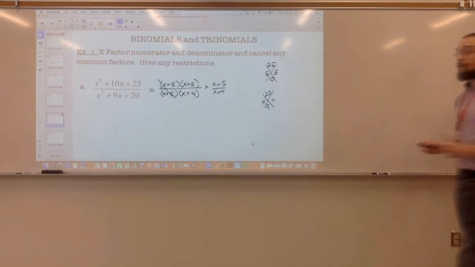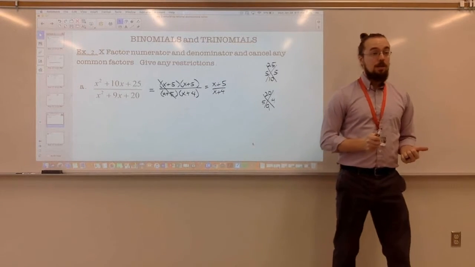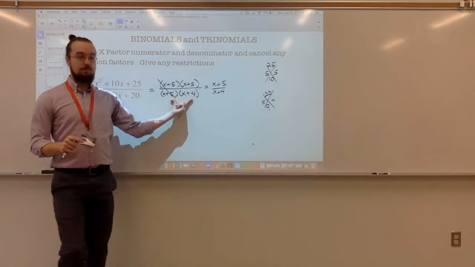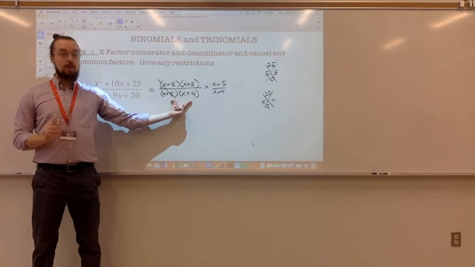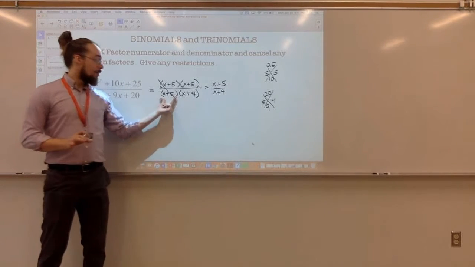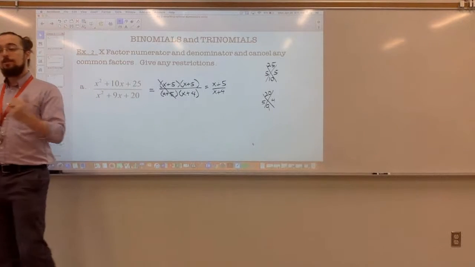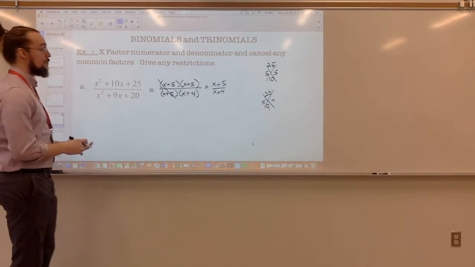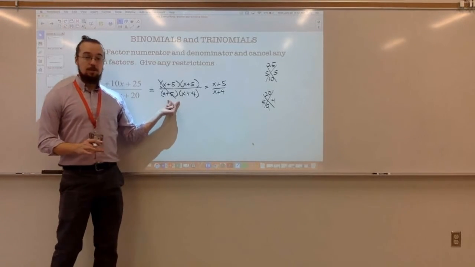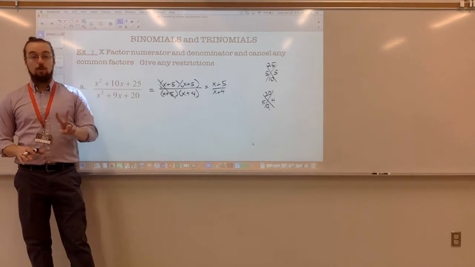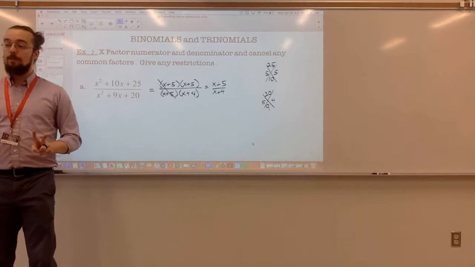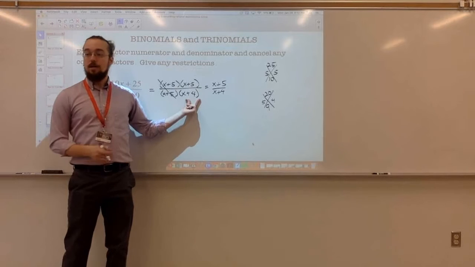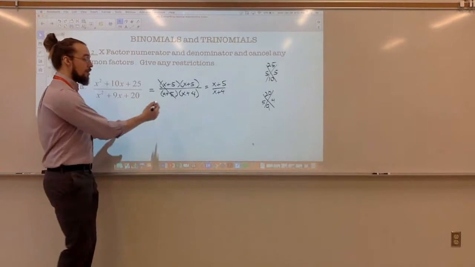Okay. Now the second part is listing restrictions. So I want to look at my version before I canceled anything. And I want to look at what values will make the denominator equal 0. What value of x will make the denominator equal to 0? So I've got two factors here before I canceled anything out. So I'm going to have two values of x that will make the denominator 0. Negative 5, negative 4. Exactly.